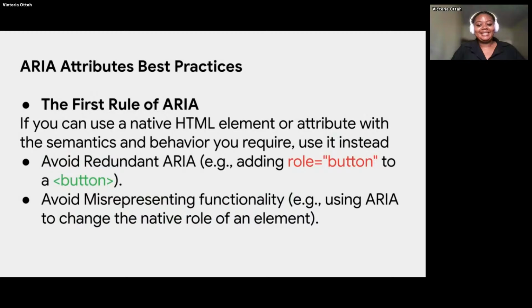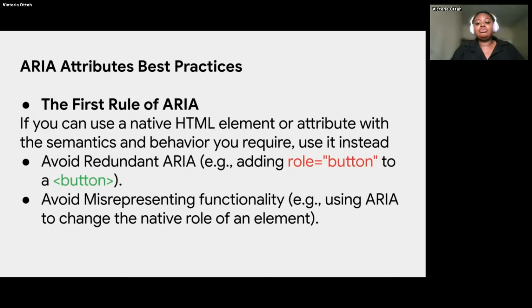ARIA attribute practices. For emphasis sake, this is still the first rule of ARIA. If you use a native HTML element or attribute with semantics and behavior you require, use it. If you can use a native HTML element, use it rather than using ARIA, which I've already stated earlier, right? Always let the native elements be your go-to, be your first try, be the first thing you implement. Okay. Secondly, avoid redundant ARIA.